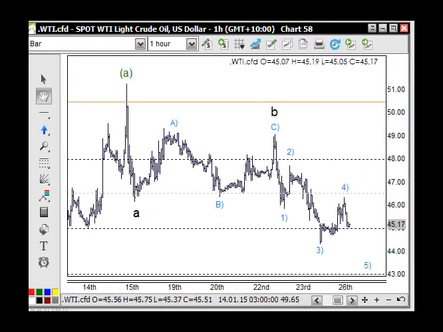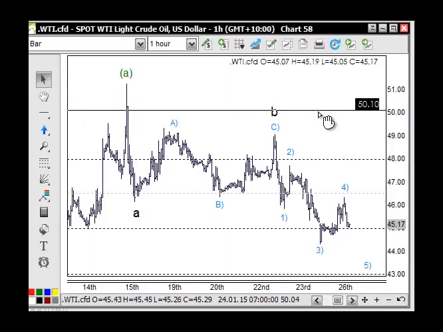The oil market is under $50, so we treat it as being weak or bearish because that's the closest largest number and it's under that level.